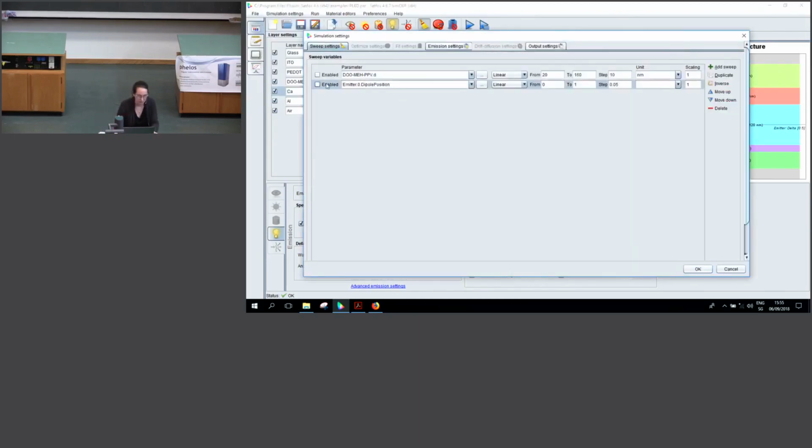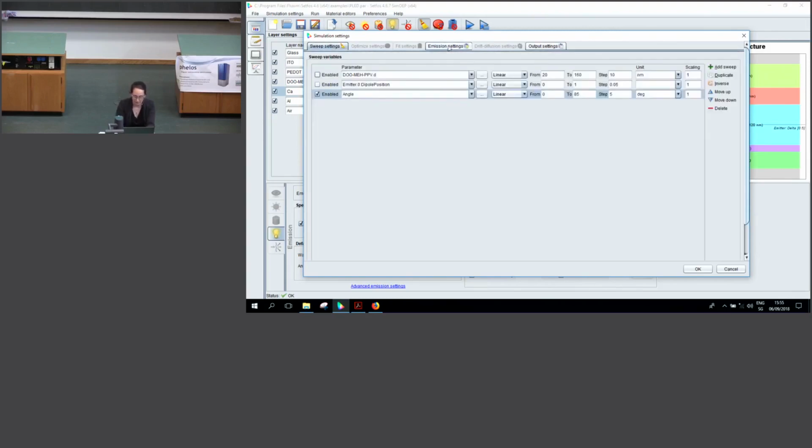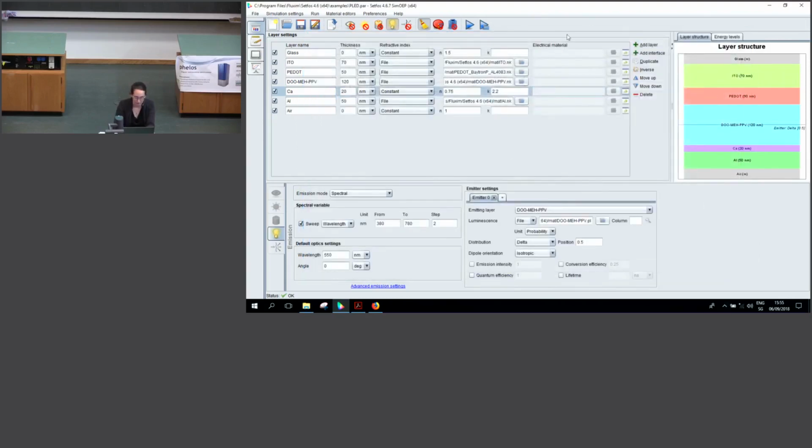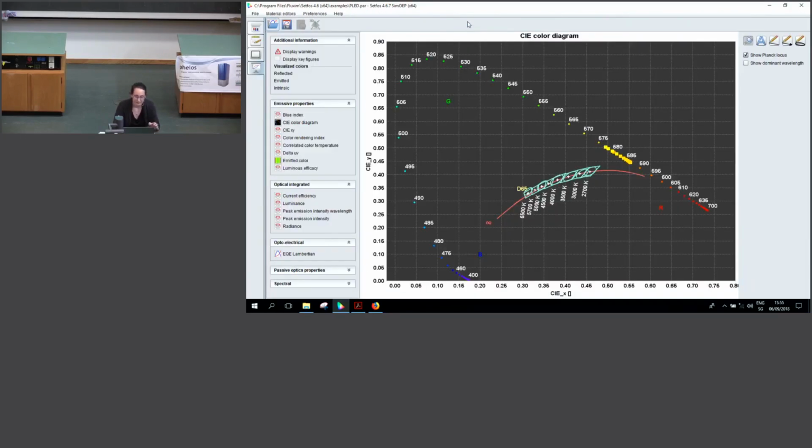So now we could also vary the angle instead. So instead of having a dipole position sweep, we add another sweep, which is called angle. And we vary from 0 to 85 degrees in steps of 5. There is quenching. Okay, so this is now the trend over viewing angle.